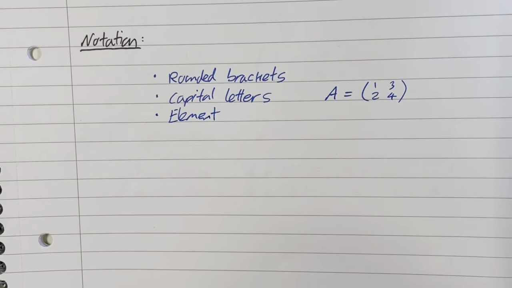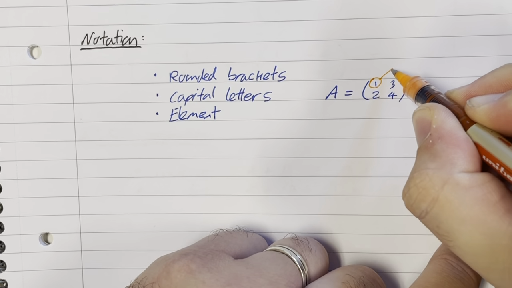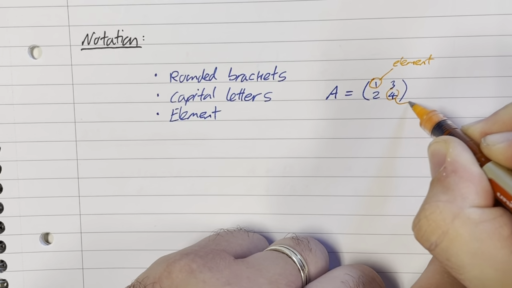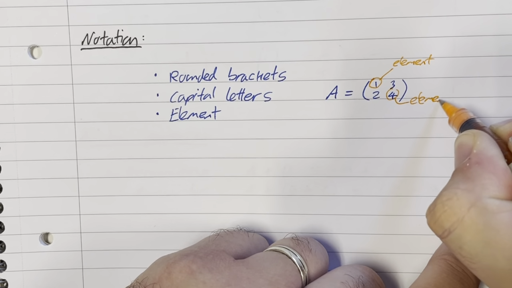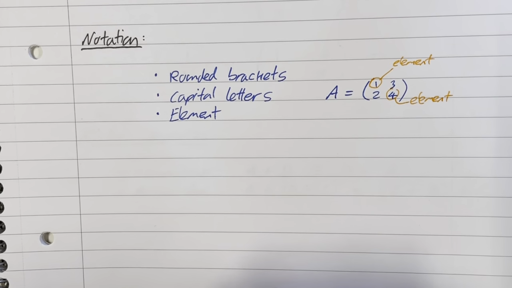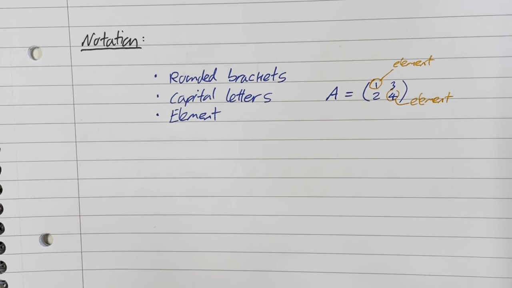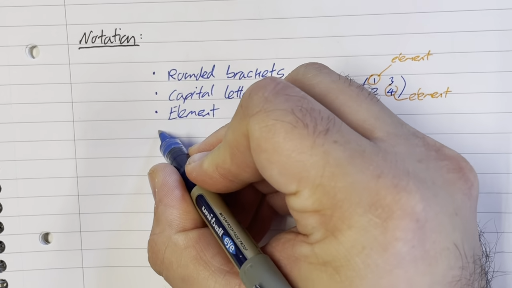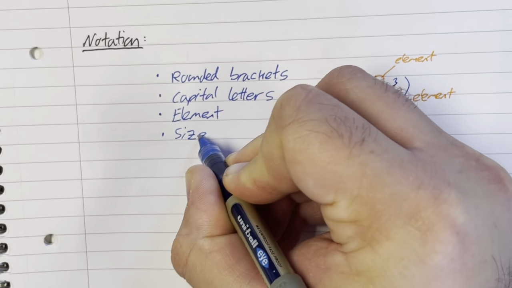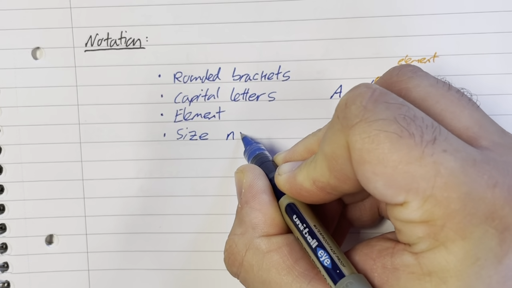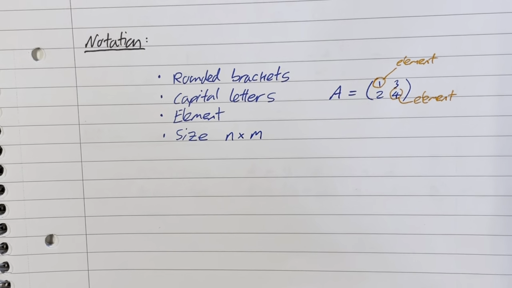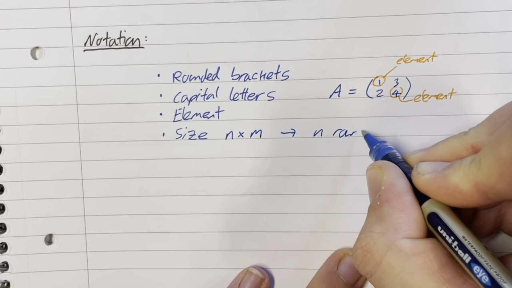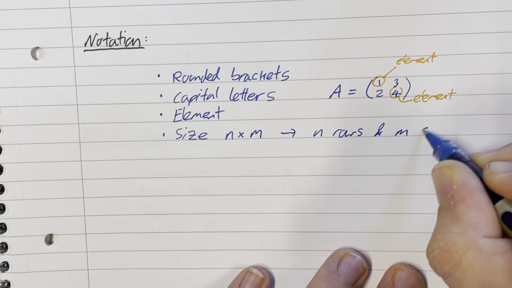Each of the numbers inside a matrix is called an element. Okay, so in this case, this here is an element. This here is an element. So in this particular example over here, that matrix A will contain 4 elements, or has 4 elements. As already mentioned, the size of the matrix we would denote generally as n by m. And this means it has n rows and m columns.